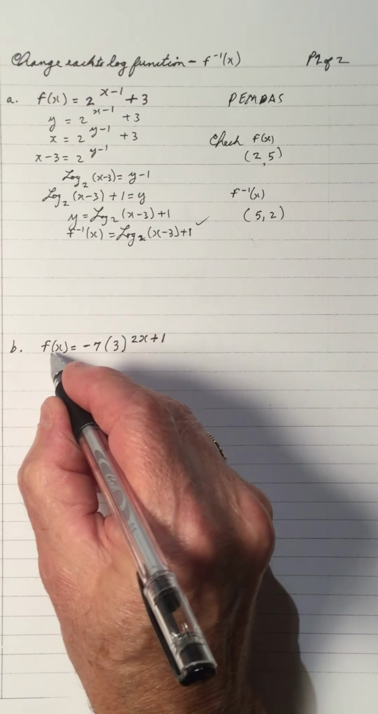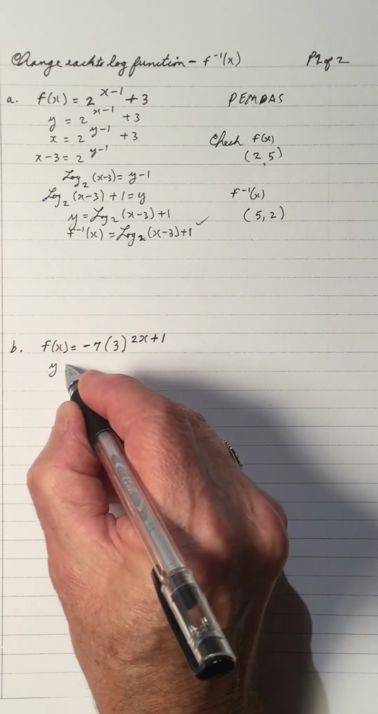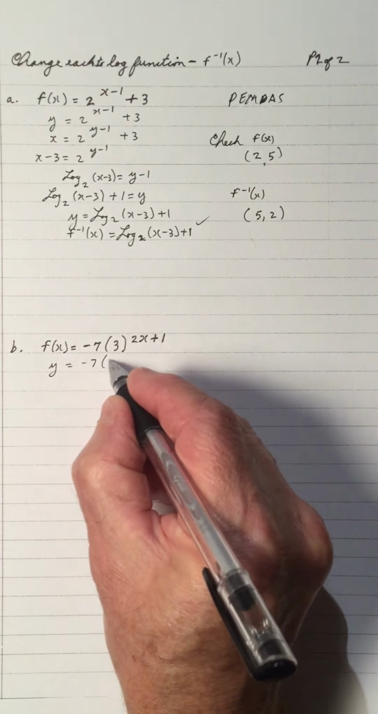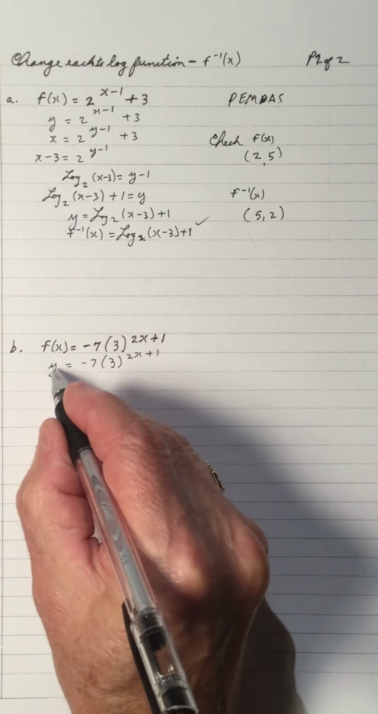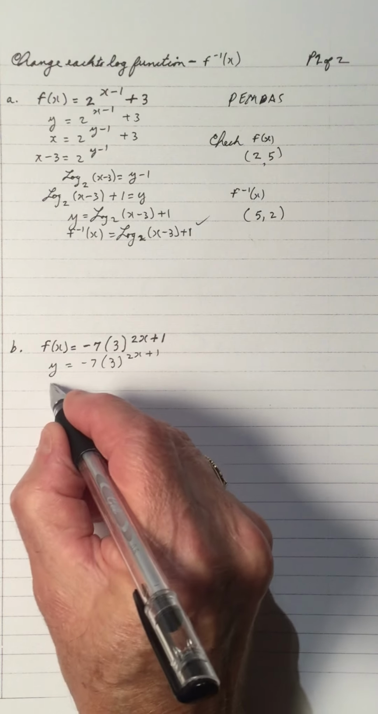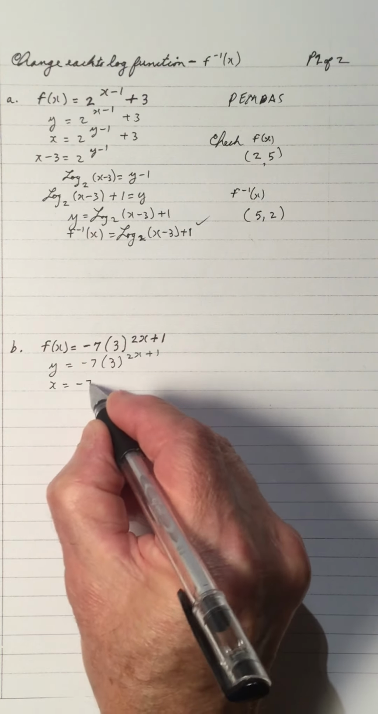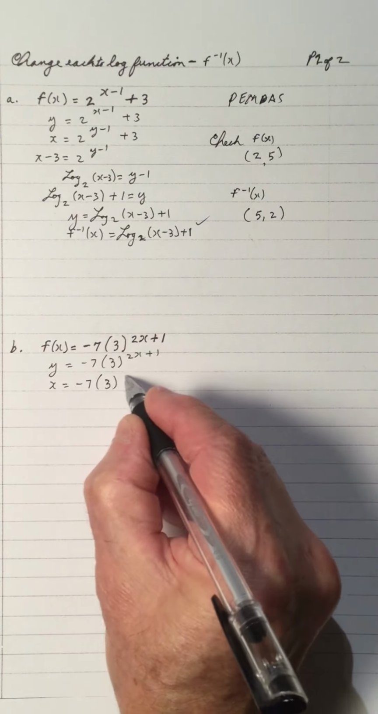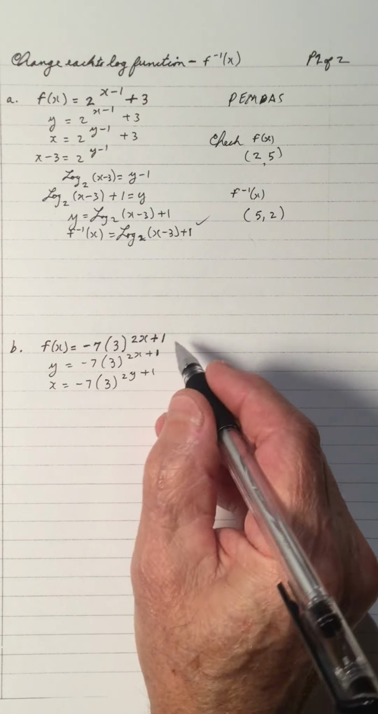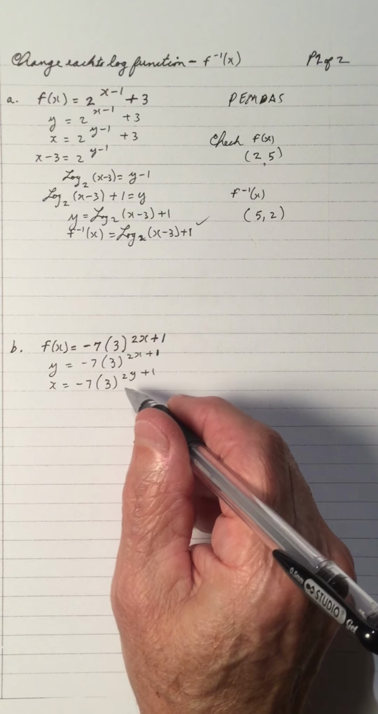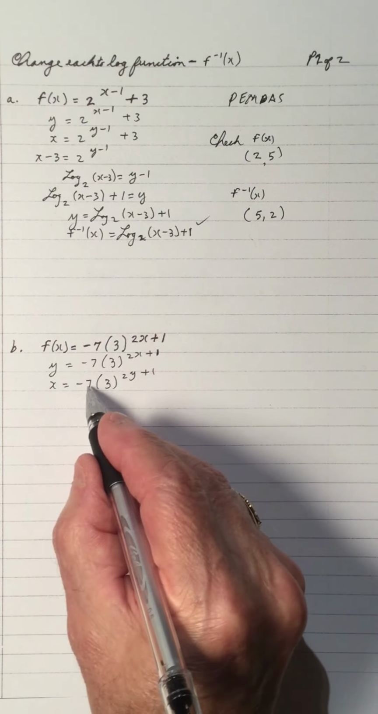Again, we make f of x equal to y. Let me write out the equation. We interchange the x and the y. Y is x, and x is y. And we have to put it in the exponential form, but we have the -7.